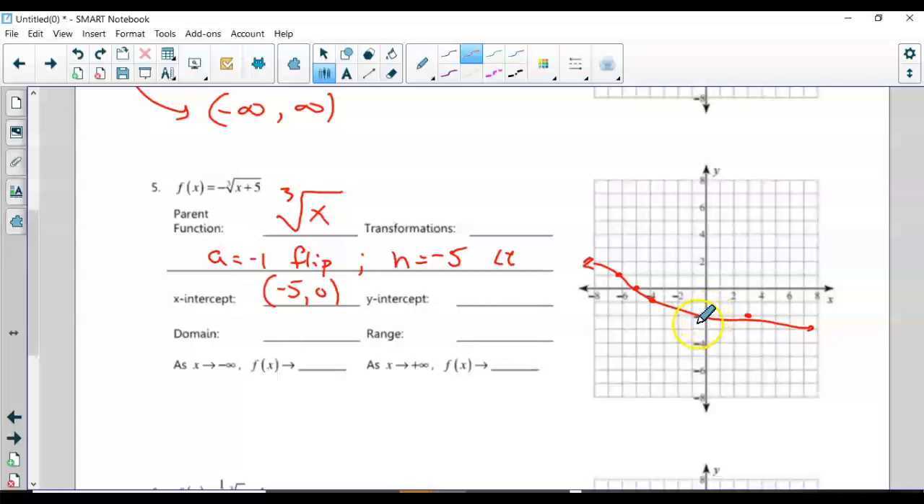Y-intercept, a little tougher to find the y-intercept. We got to do a little bit of work for the y-intercept. All right, so we're going to take this equation, and for the y-intercept, x is going to be equal to 0. So let's write this down. Y is equal to negative cube root of 0 plus 5. So y is equal to negative cube root of 5.